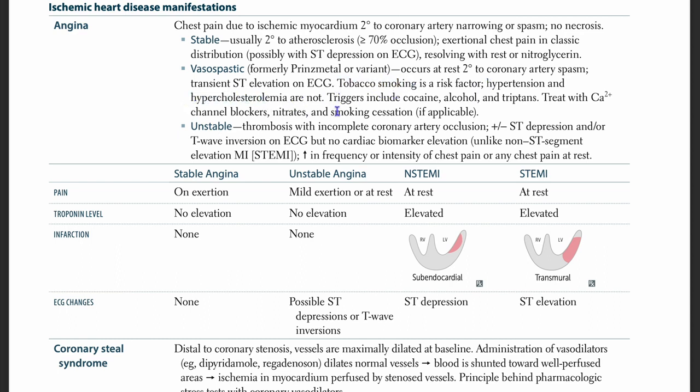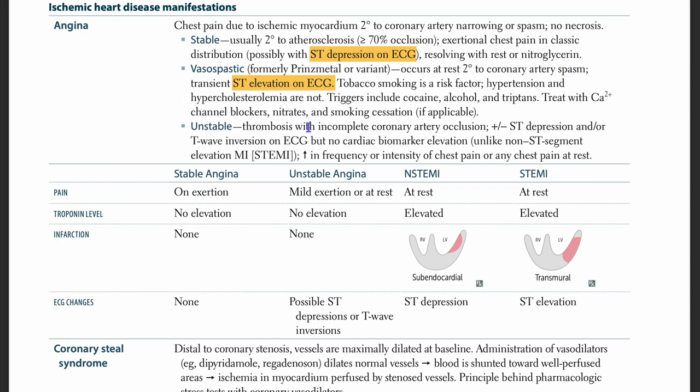Okay. Triggers include, because normally you would think it's because of atherosclerotic plaque, but it's not. Okay. So triggers include cocaine, alcohol, and triptans. Treat with calcium channel blockers, nitrates, and smoking cessation if applicable. Okay. But remember, high cholesterol doesn't have a thing for this. Okay, so here we had ST depression on ECG. Here we have ST elevation on ECG, and it occurs secondary to coronary artery spasm.